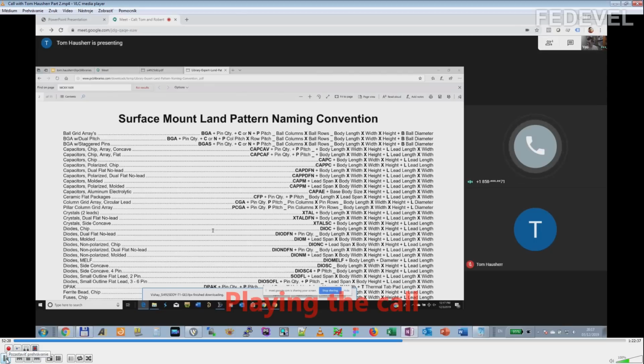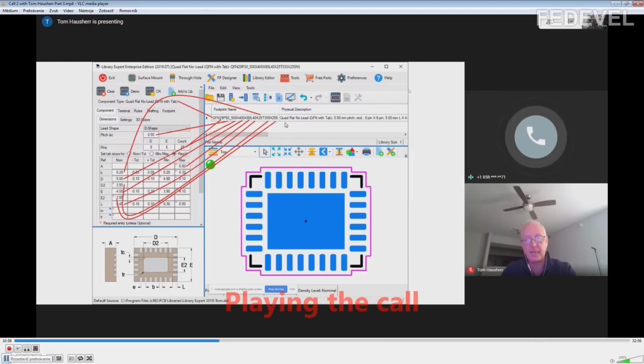Then you have component dimensions. Here we start off with QFN in the beginning. QFN, then the 29 means 29 total pins. We include 28 pins plus the thermal pad. Then the P stands for pitch. Pitch is 50, which comes from the pin pitch. Then we have the body length by body width by height. Then the nominal lead length and the nominal lead width, then the thermal pad length and the thermal pad width. And a lot of people are looking at this naming convention now, and they're saying this is too many characters.